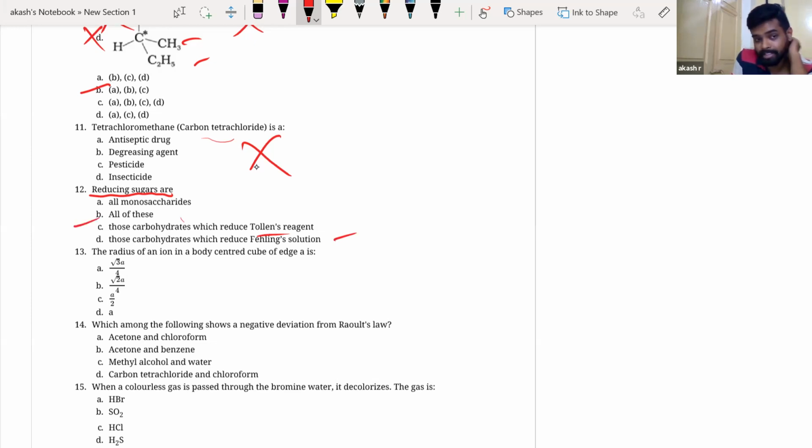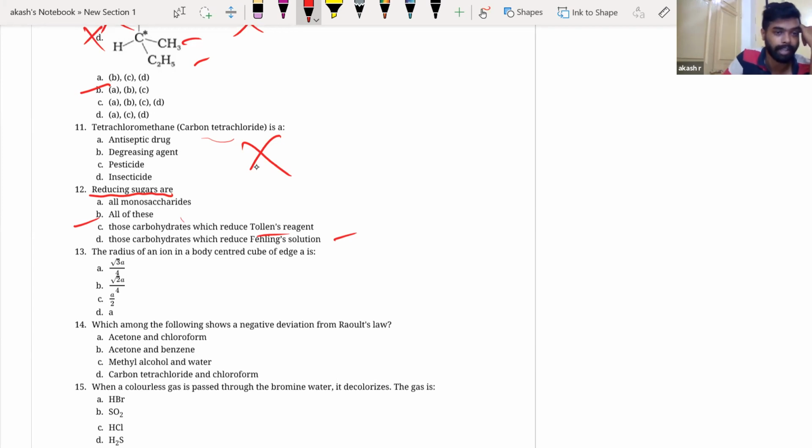But I cannot just tell that only monosaccharides are reducing sugars. I have some disaccharides like maltose, lactose. Sucrose is a non-reducing sugar, but disaccharides like maltose and lactose are all reducing sugars. Galactose, all these are reducing sugars.